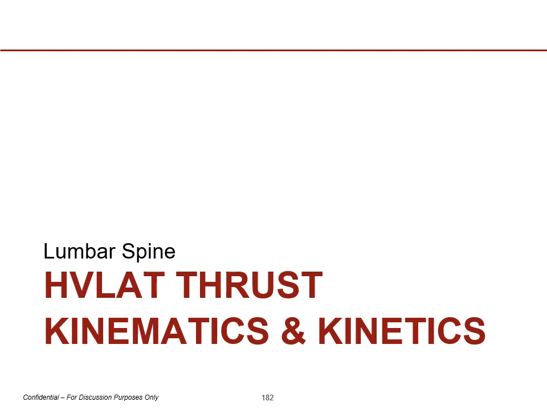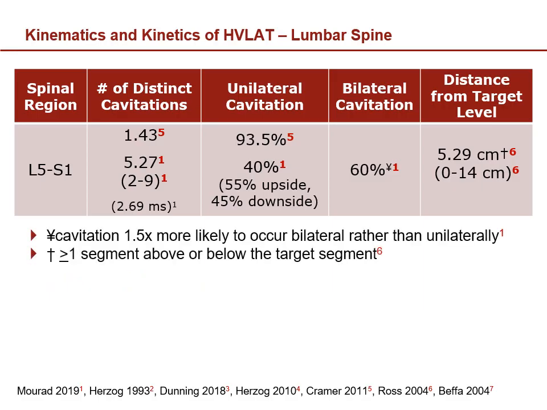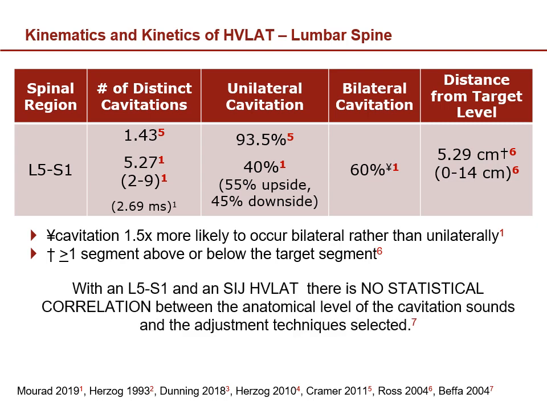Okay, and then onto the lumbar spine. Similar to the other spinal segments and regions that we looked at, you have a table here. When we're looking at the L5S1 thrust technique, you can see that the number of cavitations can range anywhere between 2 and 9, with an average, depending on the study, of 1.4 versus 5. And the duration of the cavitation occurs over less than 3 milliseconds.